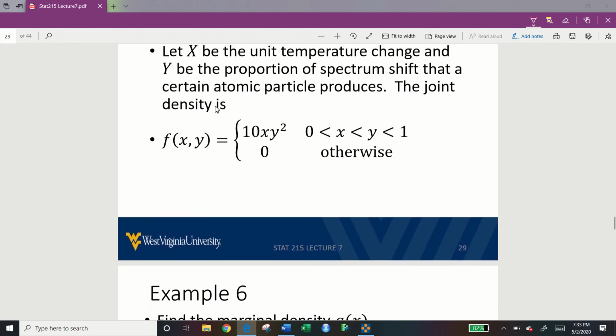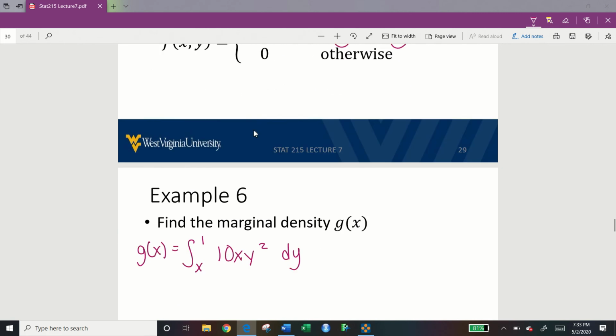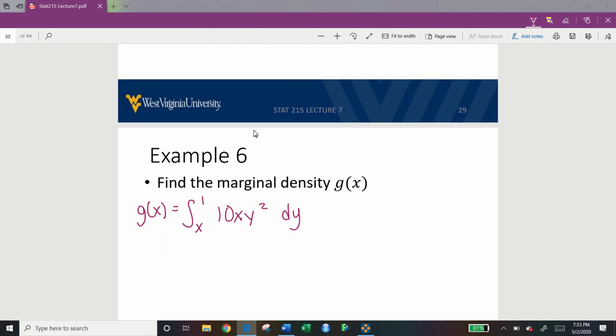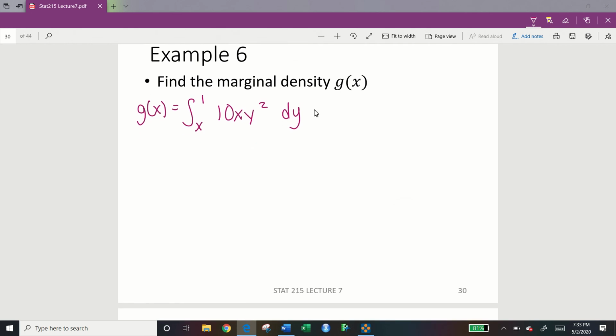So we want our marginal density for g of x, which means we need to integrate over y. And our bounds are going to be from x to 1. And our function, again, 10xy squared. Okay, everything looks good. Now, we just need to integrate.